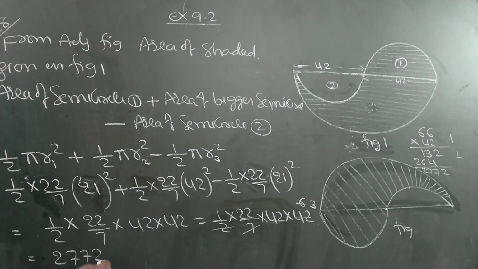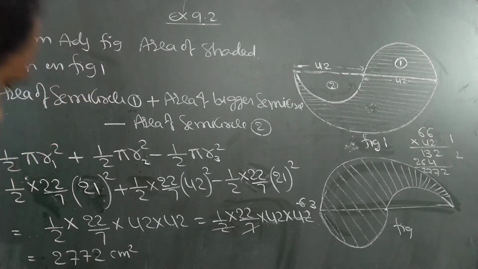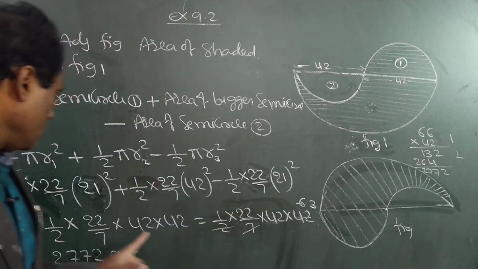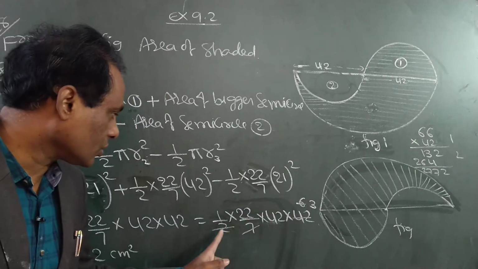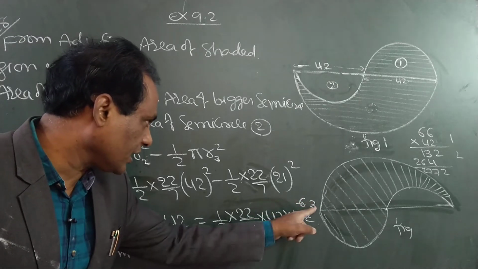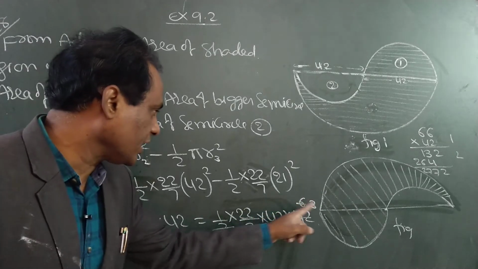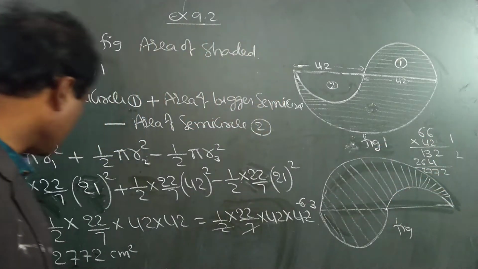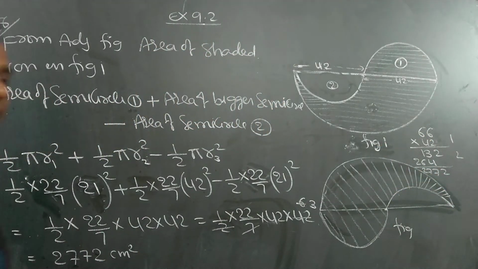So centimeter square. 7 6 2 3, 3 into 42 into 22. 3 into 22, 66, 66 into 42. You simplify. 2772 centimeter square. Write down.